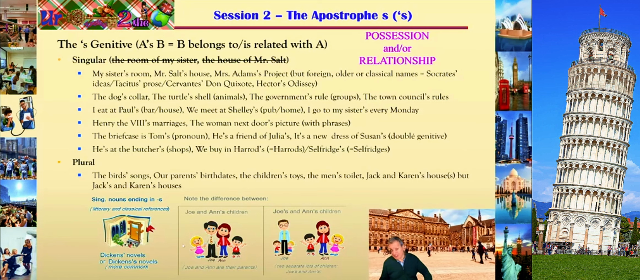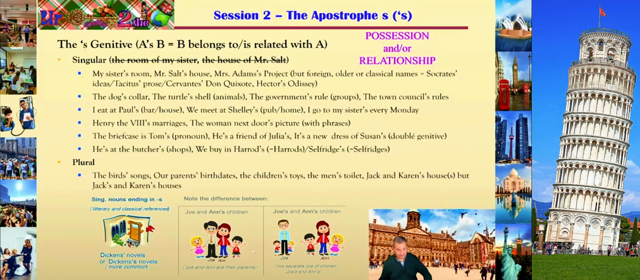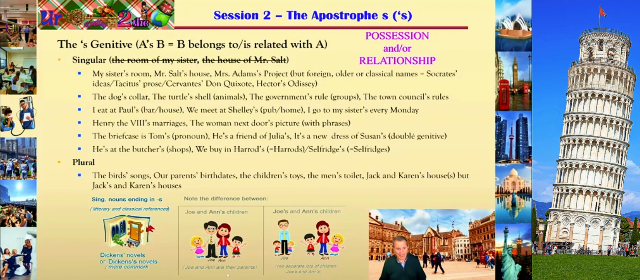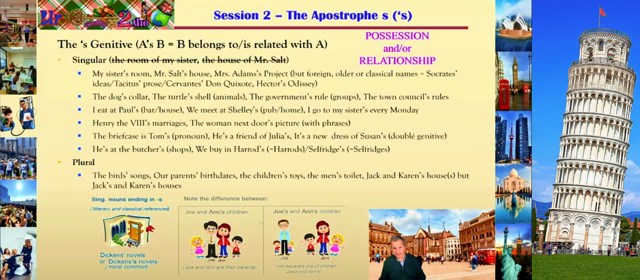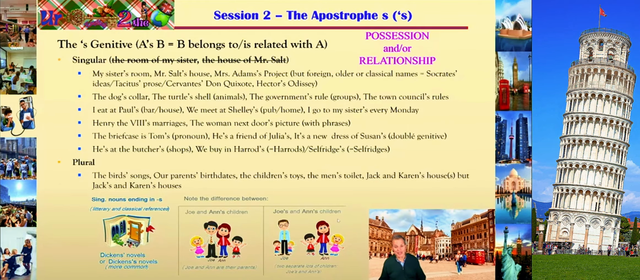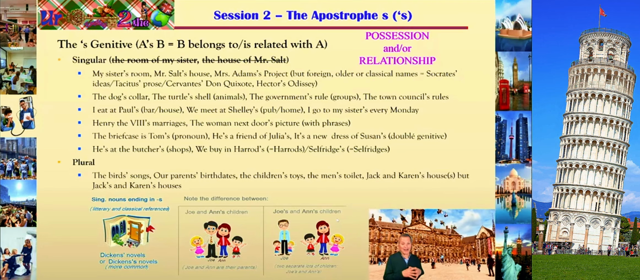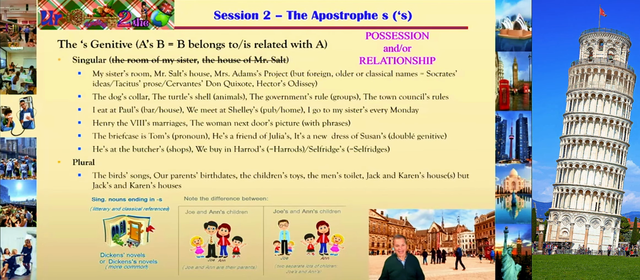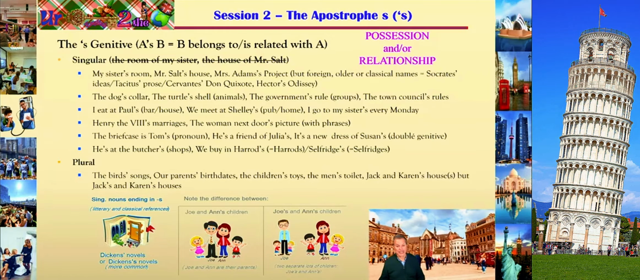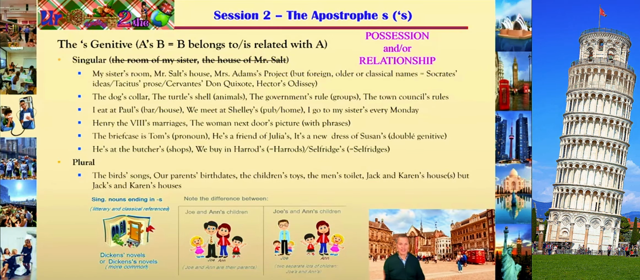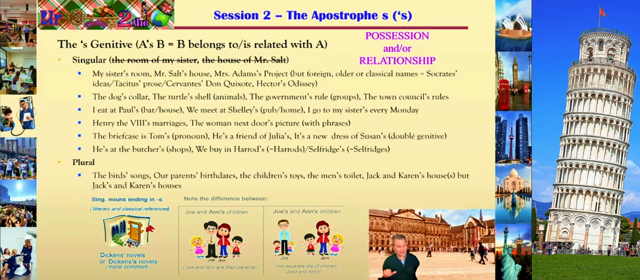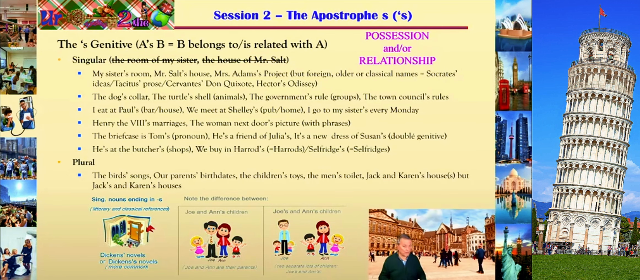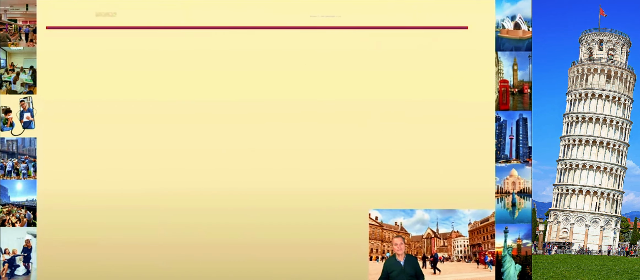Dickens' novels, we have already seen, right? This is just as a reminder. Joe and Anne's children. Joe and Anne are their parents, right? Joe's and Anne's children. In this case, Joe has his own children, as you can see in the image, and Anne also has her own children. So each one of them has different children. They are not common children, common kids for both of them, right? All right.